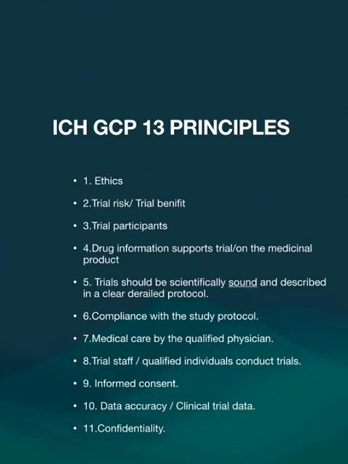The second principle is trial risk versus trial benefits. Before a trial is initiated, foreseeable risks and inconveniences should be weighed against the anticipated benefits for the individual trial subject and society. A trial should be initiated and continued only if the anticipated benefits justify the risks. So this involves trial risk versus trial benefit.